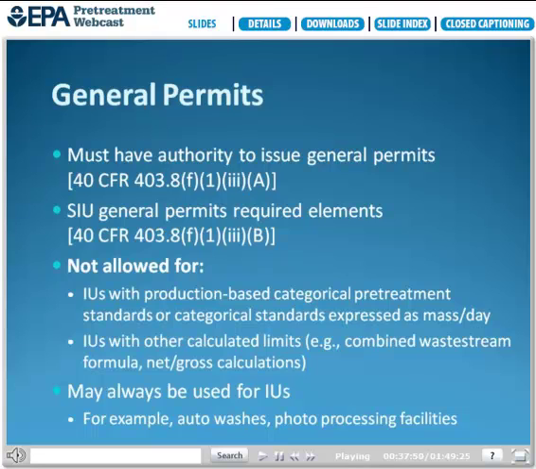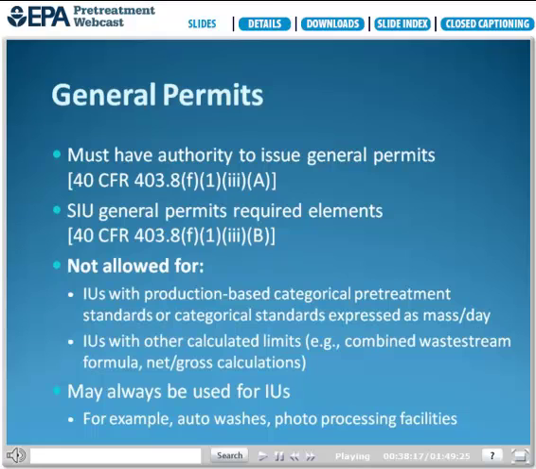As a caution, again, make sure that your state or the POTW code allows the issuance of such general permits. There are situations when general control mechanisms cannot be issued, and such are typically when any calculations must be performed in order to specify what the specific limitation would be in that permit.